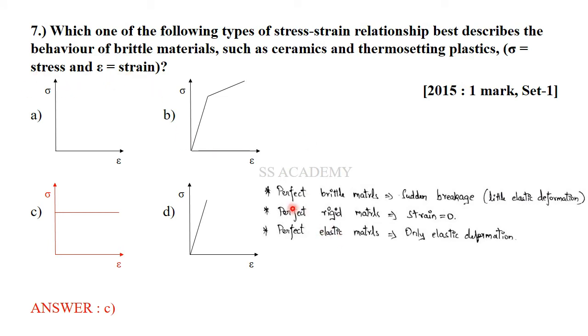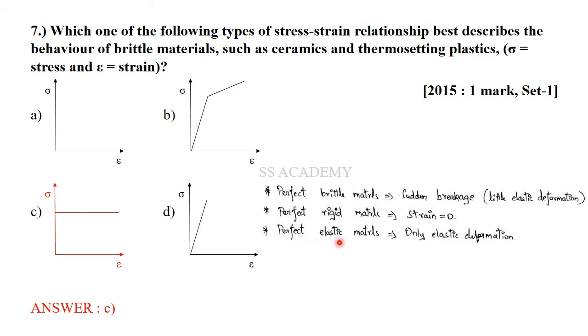First, let us know what perfect brittle materials are. Perfect brittle materials exhibit little elastic deformation. They break suddenly, like this. Here also they break suddenly. For perfect rigid materials, the strain is zero, so the line comes out to be a straight line similar to the y-axis. So this curve corresponds to a perfect rigid material.